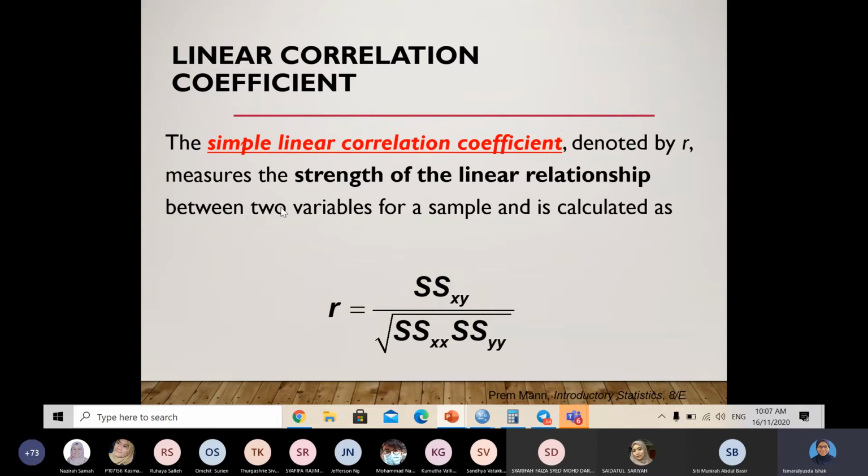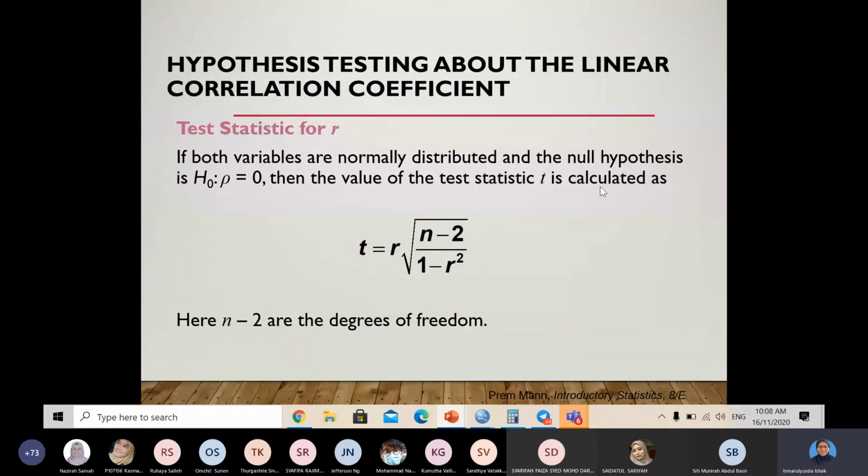Okay. So simple linear correlation coefficients, denoted by R, measure the strength of linear relationship between two variables for a sample. So this is the formula. Okay. The hypothesis testing about the linear correlation coefficients. Okay. Actually, this is the formula, but I'm not going to examine you on these formulas. Okay, I'm just showing you.